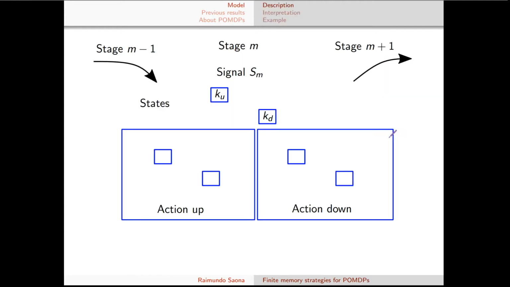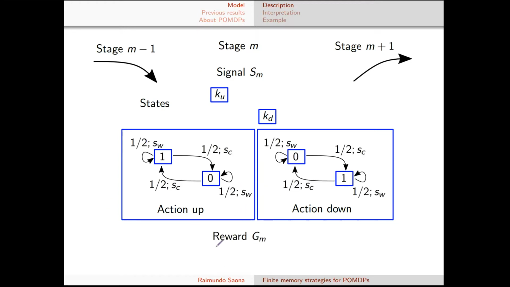In a finite partially observable Markov decision process, from now on simply POMDP, there are finitely many states, actions, and signals. The game is played in stages. At each stage m, the decision maker chooses an action. This action, together with the current state of the game, determines a stage reward, g_m, and the distribution over the next state. The state dynamic is imperfectly observed by the decision maker, who only receives a stage signal before continuing playing. Let me contrast POMDPs with other related models.